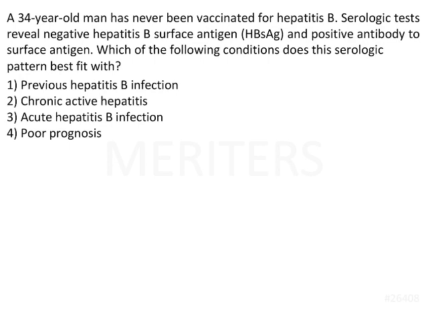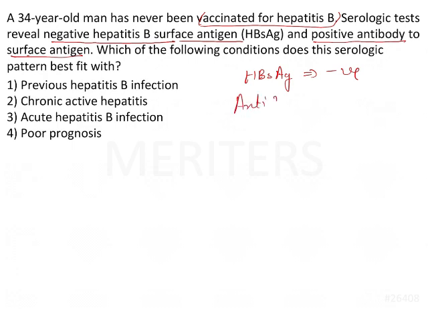So the question here is, a 34-year-old man has never been vaccinated for hepatitis B. So there was no vaccination done for hepatitis B. That is one thing. The second information which we get from here is serological tests reveal negative hepatitis B surface antigen. So HBsAg is going to be negative. But there is positive antibody to surface antigen, so the anti-HBs is going to be positive. Now, which of the following conditions does this serological pattern best fit with?